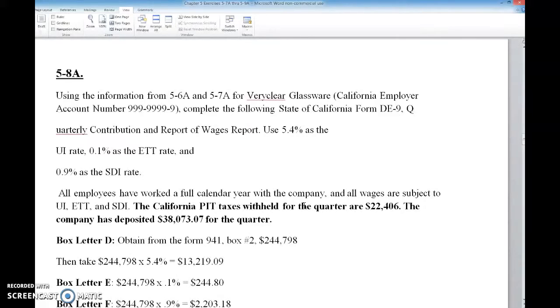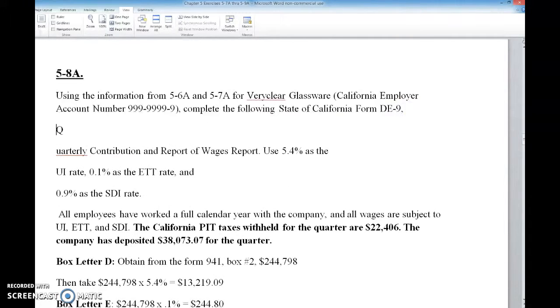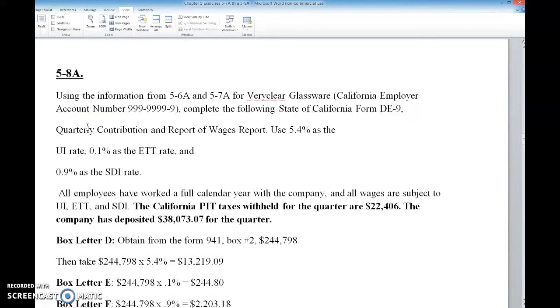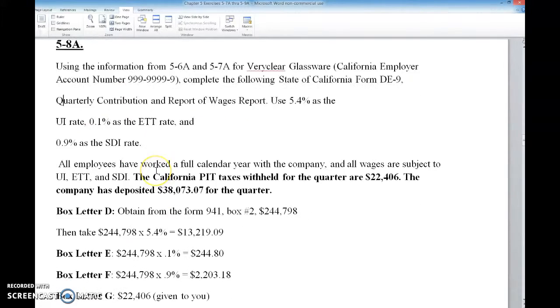On problem 5-8A, and this is on page 182 in your book, we're going to fill out the quarterly contribution return and report of wages. Okay, we're going to fill out form DE-9 for the quarterly contribution report. All right, so they give you the rates here. All employees have worked a full calendar year, and all wages are subject to the UI, ETT, and the SDI.